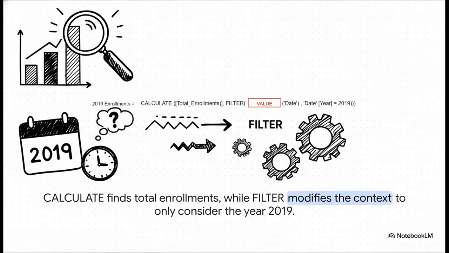Let's look at this classic example. The first thing you give CALCULATE is the expression you want to solve. In this case, our total enrollments measure. Now, every argument that comes after that is a filter that changes the context. So right here, we're basically telling it, hey, I don't care what year is selected on the report. I want you to create a new context where the year is only 2019. This is how you answer questions like, forget the slicers, just tell me, what were the total enrollments for 2019?